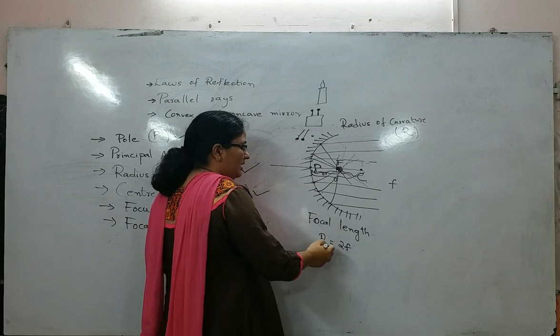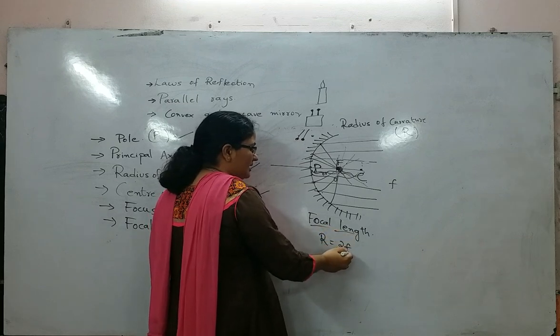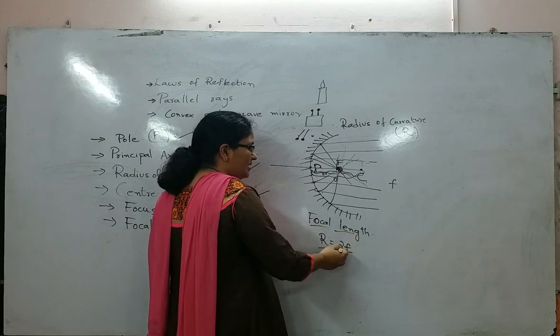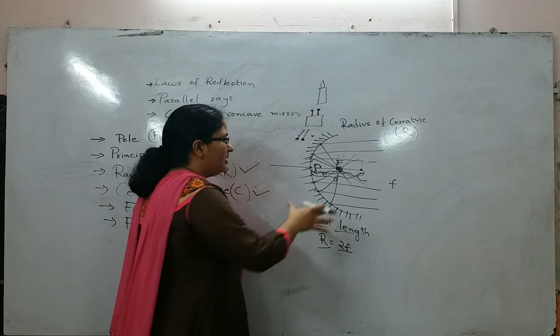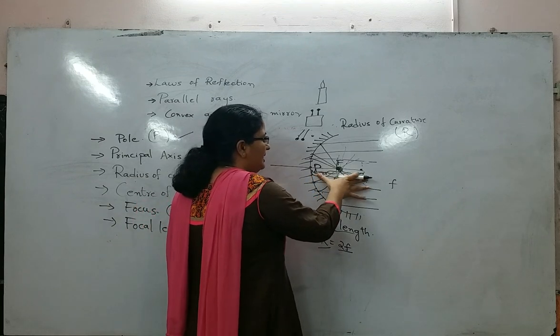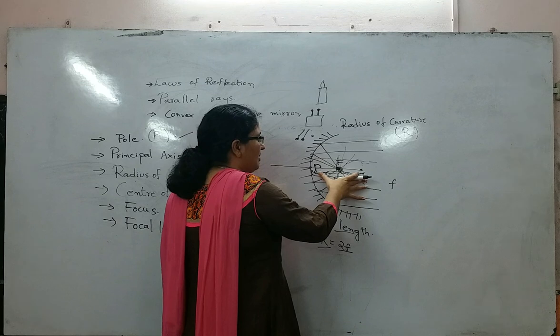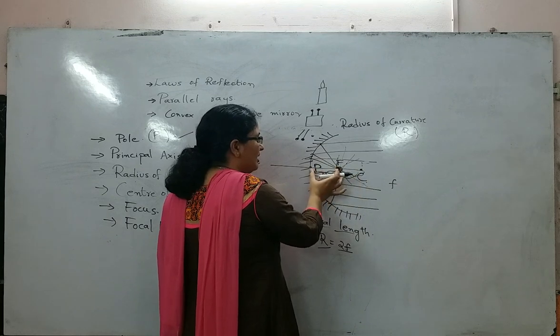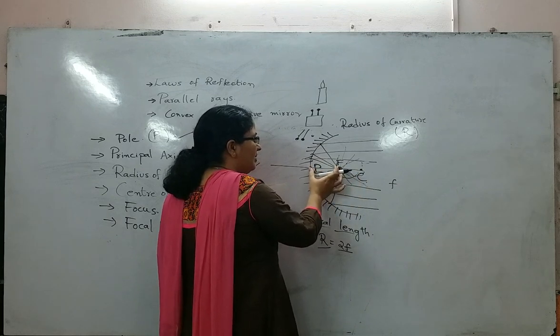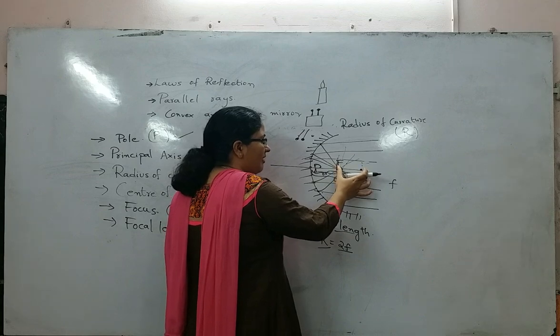You will observe that the radius of curvature, the distance between P and C, is twice the focal length. It is either the distance between P and F or F and C.